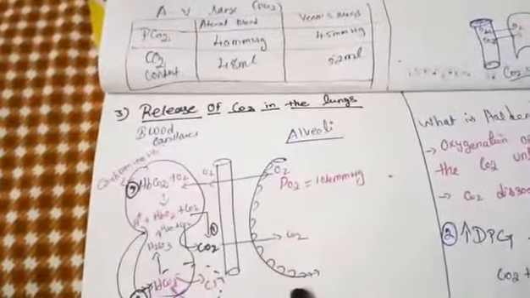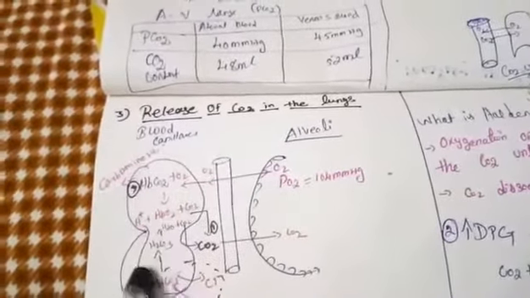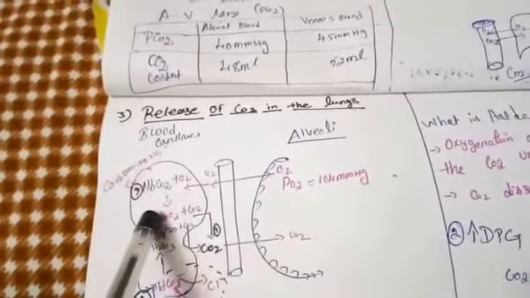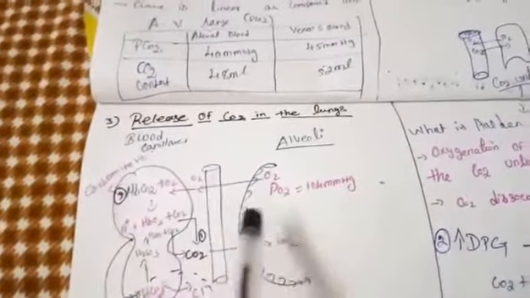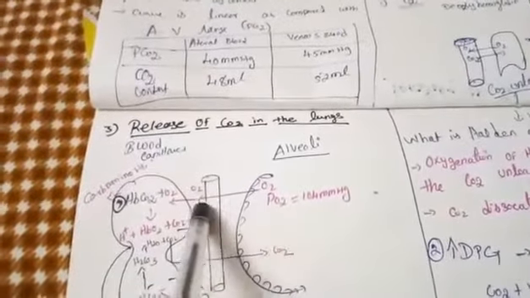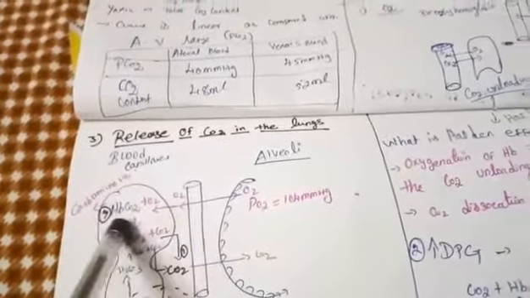So you already know that the alveolar PO2 is 104 mmHg, whereas in the blood capillaries the PO2 is lesser, that is 40 mmHg. So the difference is 64. So that much oxygen will be transmitted from the alveoli to the blood capillary. The oxygen from the alveoli reaches the RBC, attaches to the hemoglobin and releases the carbon dioxide. See, this is the carbamino form.